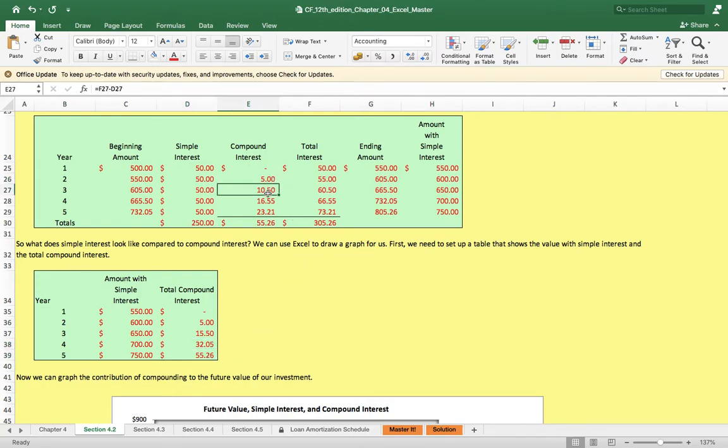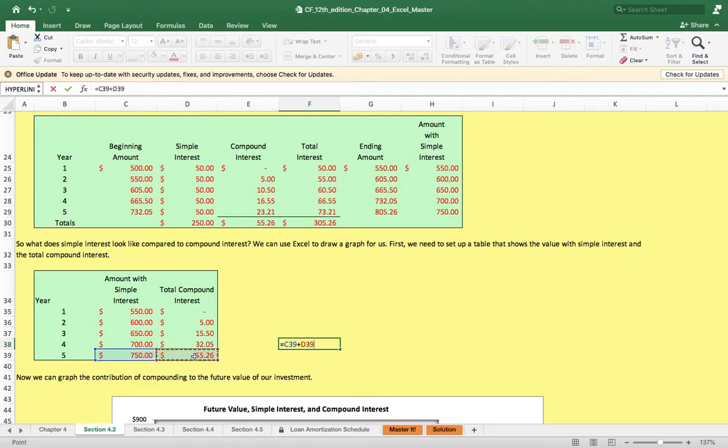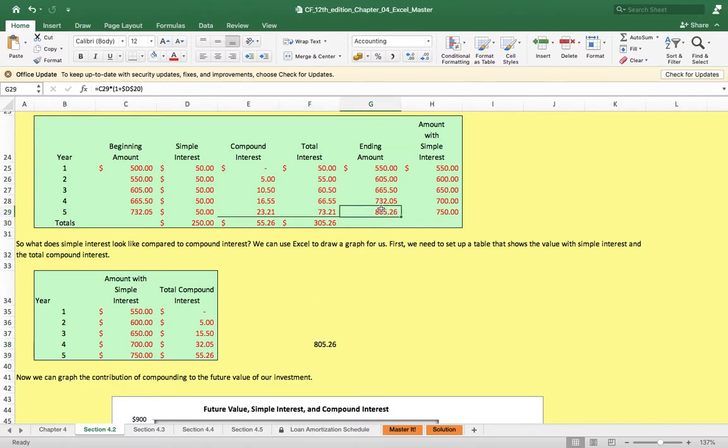5 plus 10.5 is equal to 15.5. 15.5 plus 16.5 is equal to 32.05. 32.05 plus 23.21 is equal to 55.26. That's why the future value at the end in compounding is 805, but simple is 750. 750, the simple interest ending value, plus the interest on interest 55.26 is equal to 805.26. You can see here 805.26.